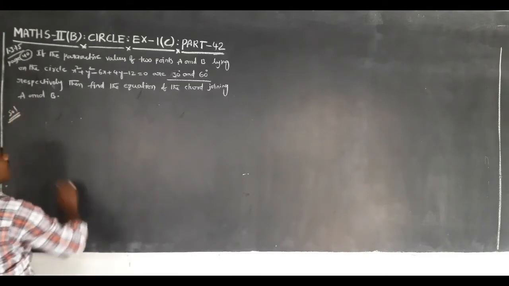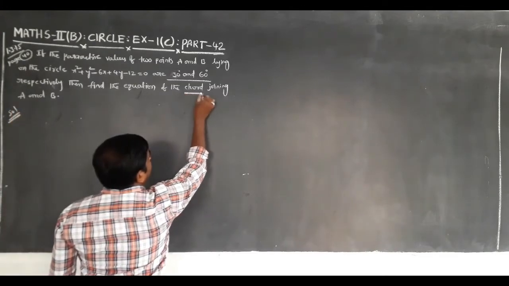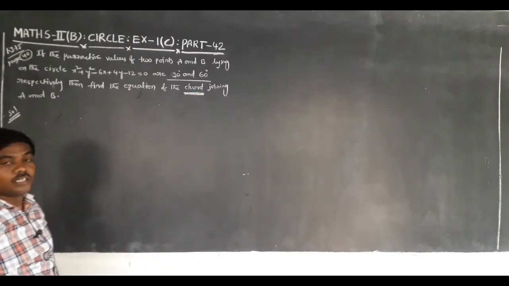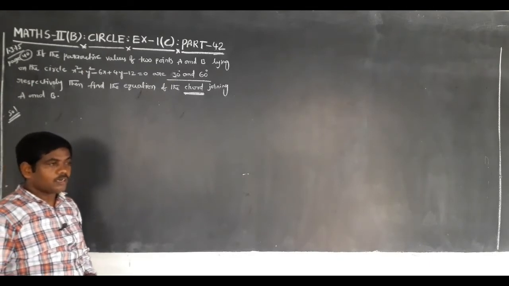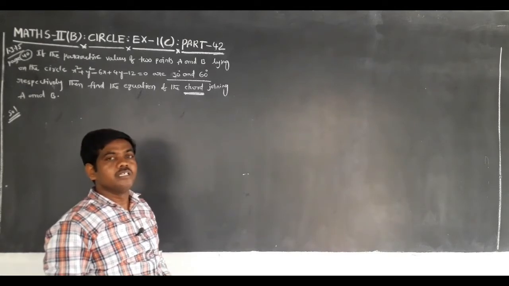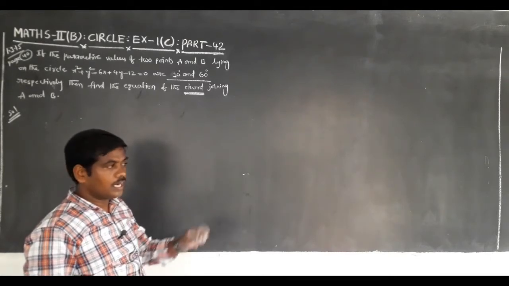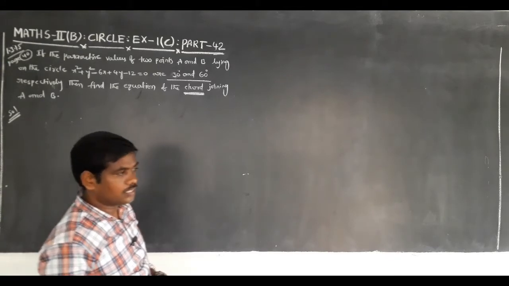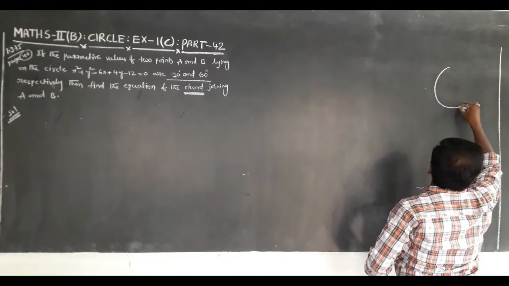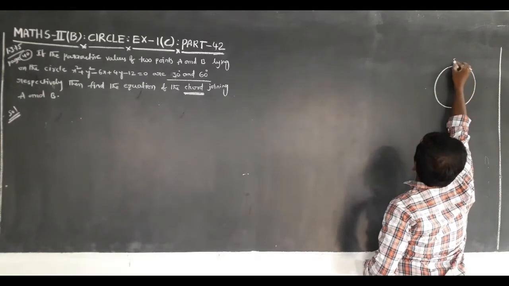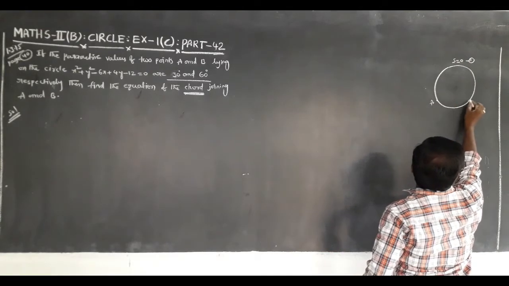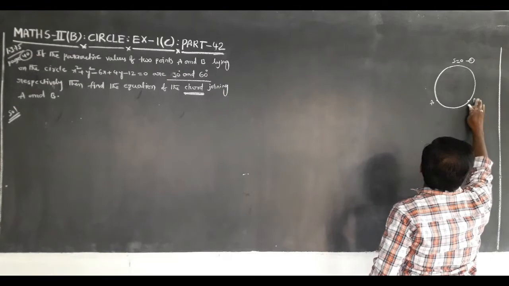Find the equation of the chord joining capital A and capital B. Chord means the line joining any 2 points on the circle is called the chord. This is the given equation of the circle. This is the point A, this is the point B.